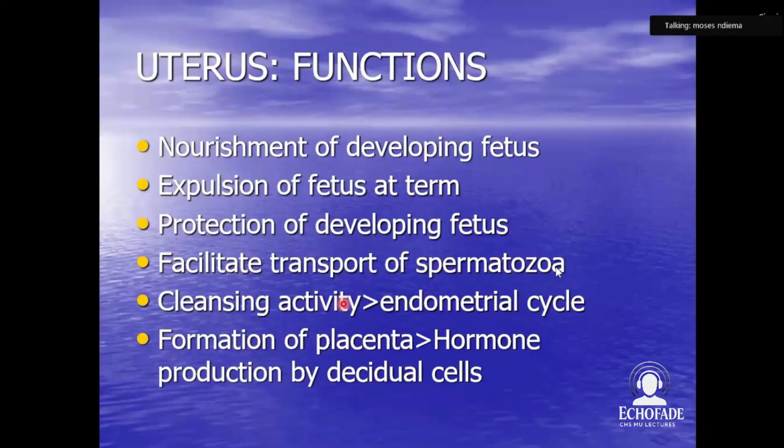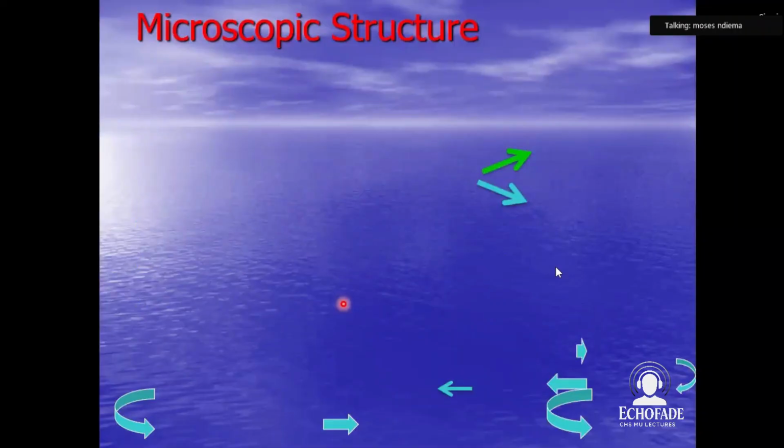After implantation, we have the formation of the decidual cells. The decidual cells are very important elements in hormone production. So the uterus, after implantation, is what we call decidua. The endometrium transforms to become a decidua.